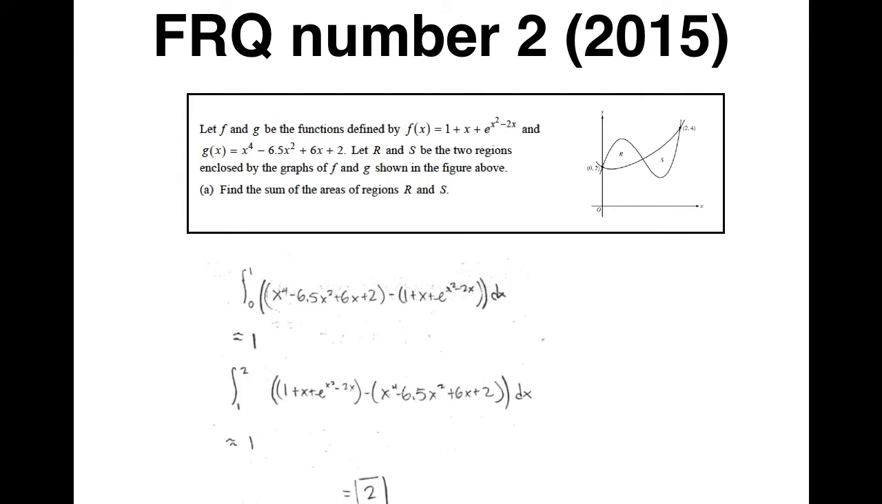The third student made a typical mistake of assuming this point is at x equals 1. So they integrated from 0 to 1 to find the area of R, and then they integrated from 1 to 2 to find the area of S, and this is incorrect. But the student earned 2 points since they did g minus f here, which is correct, and they did f minus g here, which is also correct.